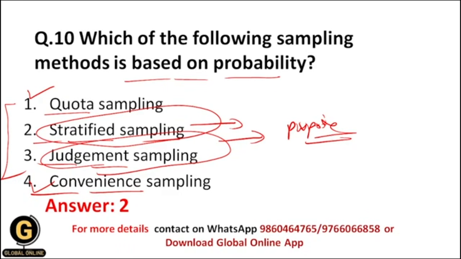And that's why it is called the judgment or purposive sampling technique, which is again the non-probability sampling technique. And that's why here your correct answer should be 2.